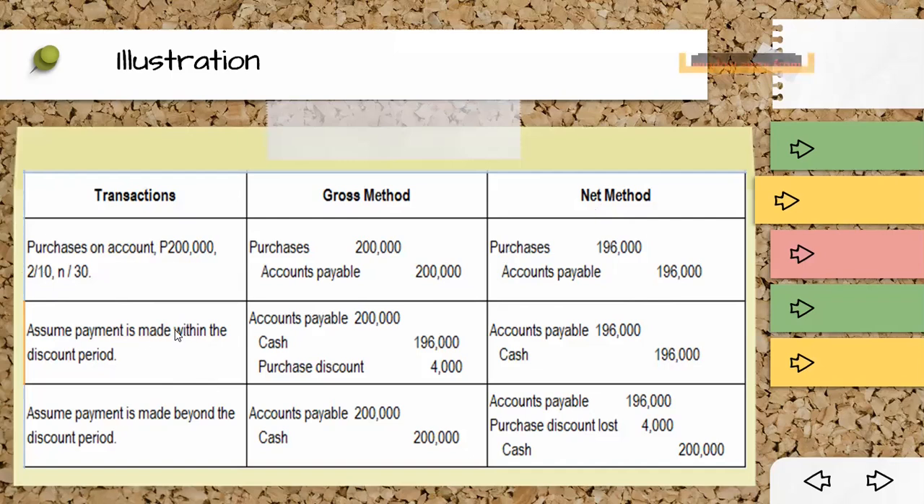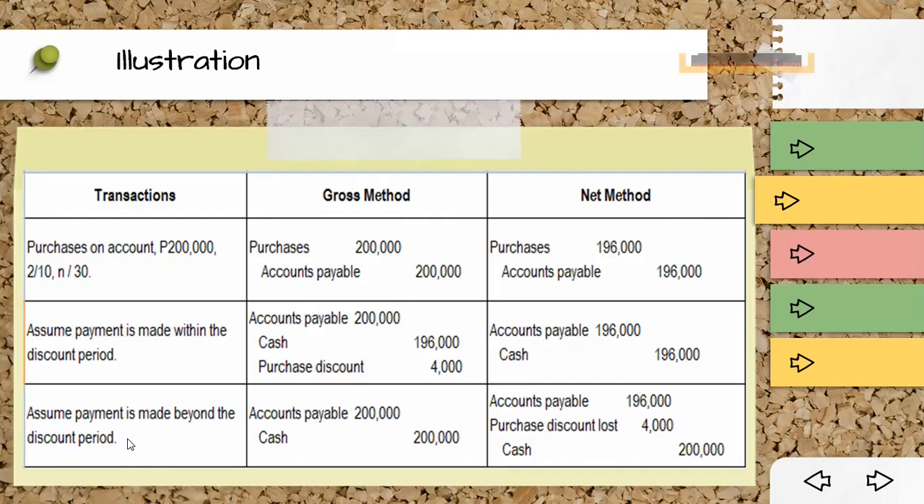Now, assume that payment is within the discount period. Under the gross method, this will be your entry. Debit accounts payable, credit cash at 196,000 and credit purchase discount at 4,000. Under the net method, when payment is made within the discount period, I have no problem: you simply debit accounts payable at 196,000 and credit cash at 196,000.